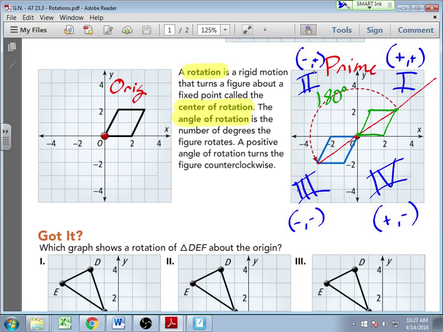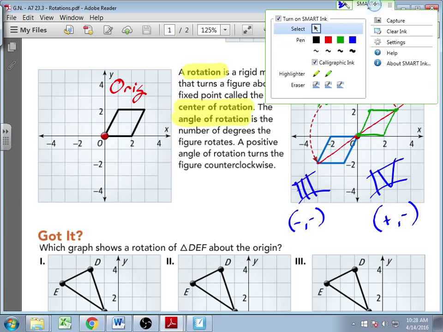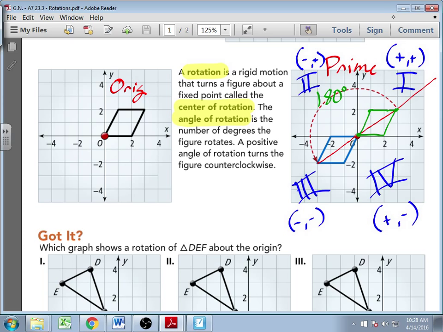Zach? So to go clockwise, would it be like a negative? Yeah, a clockwise rotation is in the negative direction.